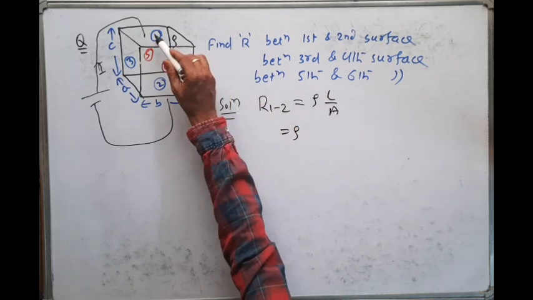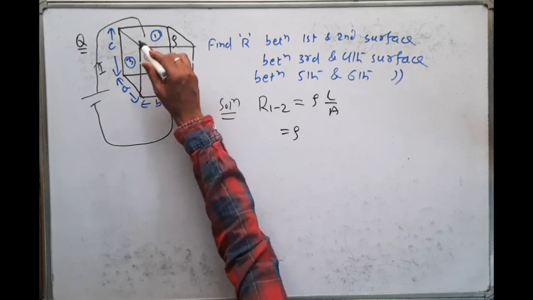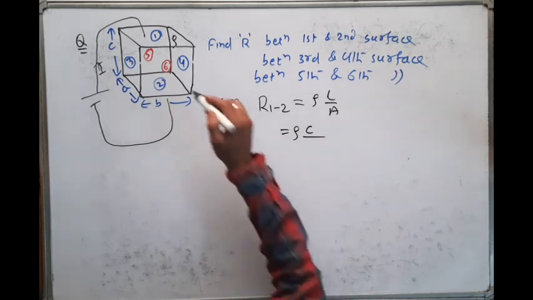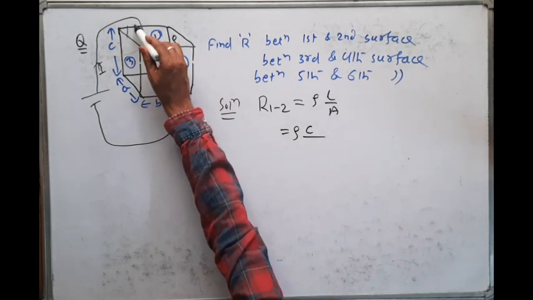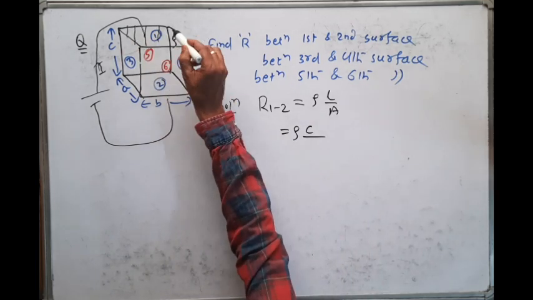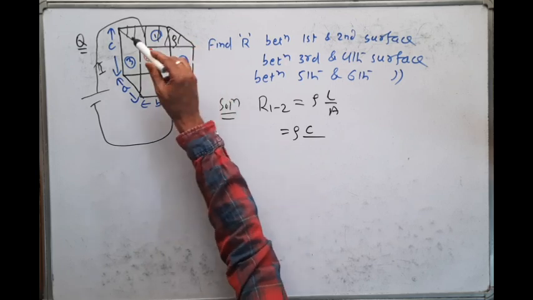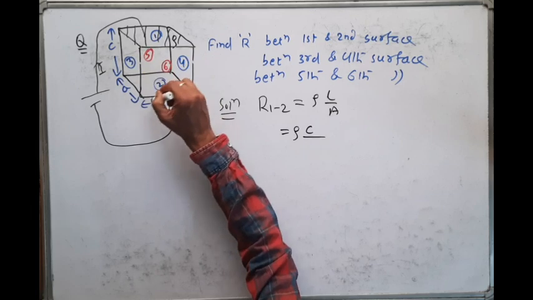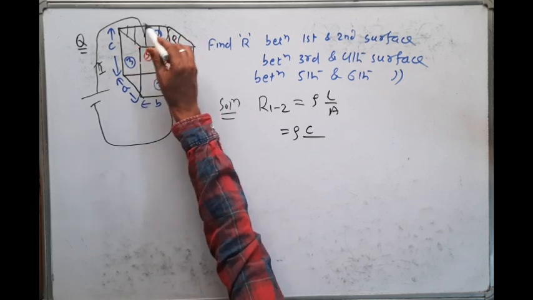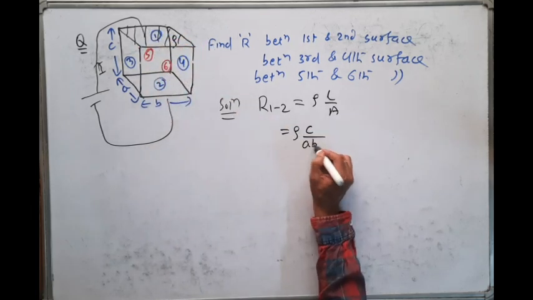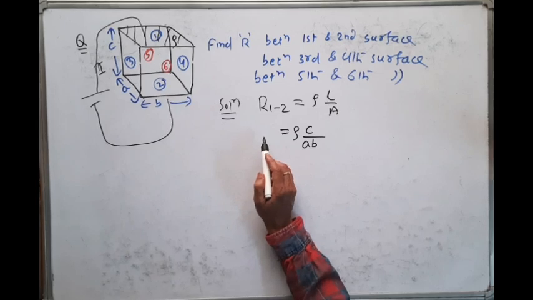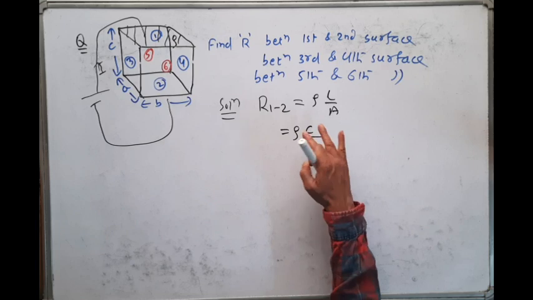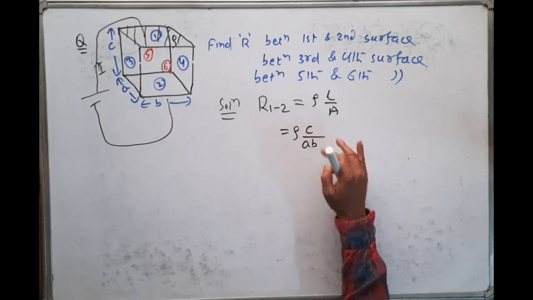What is the length from the 1 to 2 surface? Length is C, divided by the area of cross section. This is the area of the cross section. This length is A and this length is B. So A into B is the area. So this is the resistance between 1 and 2, rho into C by AB.